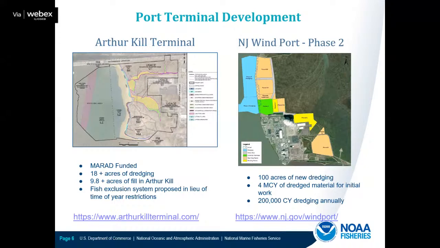They're also looking at developing a fish exclusion type structure around the work area, so that they are proposing not to use the typical time of year restrictions that are often recommended for migrating fish or winter flounder in the area. The agencies are working now with the developer and MARAD on mitigation opportunities, compensatory mitigation to offset the effects of the fill and the dredging in the project location.